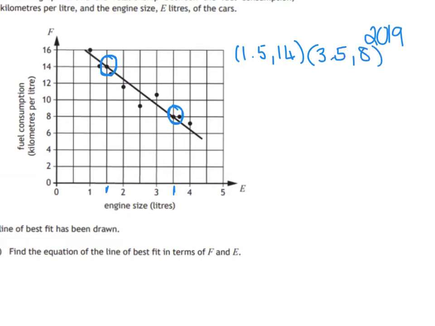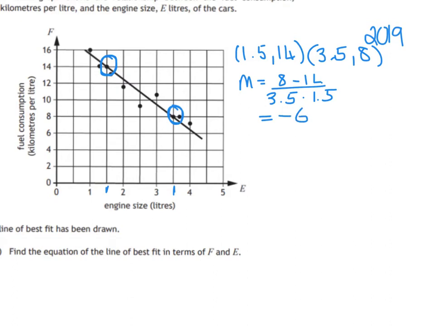Don't let those decimals put you off, okay? Because they're going to disappear in a minute, I think. Okay, gradient. Subtract your y's. So we have 8 take away 14 over 3.5 minus 1.5. 8 take away 14 is negative 6.